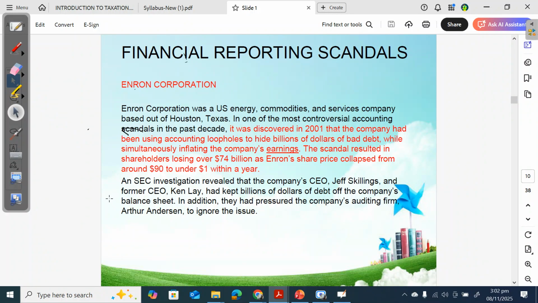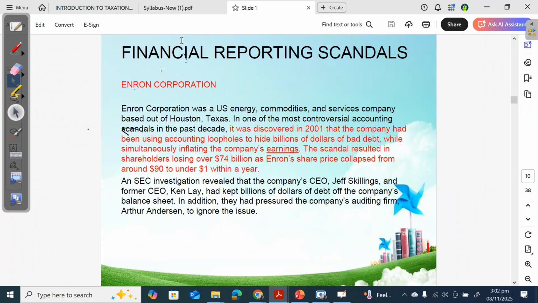So let's look at some of the financial reporting scandals. There's this popular scandal in the US, the Enron Corporation. Enron is a very popular financial reporting scandal. There was once a very big company, an energy company. They were into energy commodities. A very, very huge company called Enron in the US, and they were involved in financial reporting scandals.